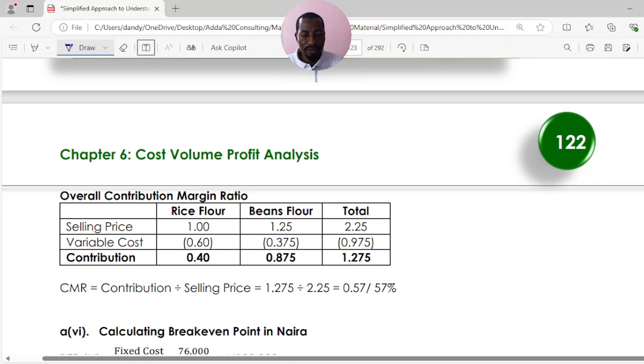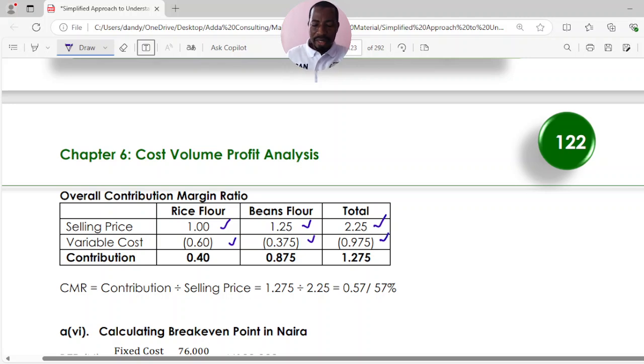So this is very straightforward. For me to get my overall contribution margin ratio, I need to recompute my contribution margin. The selling price per unit of rice flour is 1 naira. The selling price of beans flour is 1 naira 25 kobo. When you add the two, that is what produces 2.25. The variable cost of rice, we have done it before. This is 0.6. The variable cost of beans flour is 0.375. When you add the two together, that's 0.975.